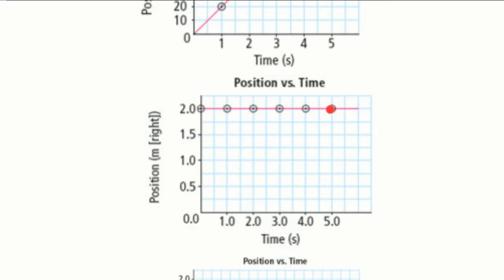So if you see a horizontal line on a position time graph, that means your object's not moving, which is different than a velocity time graph, which we'll get to here in a second.